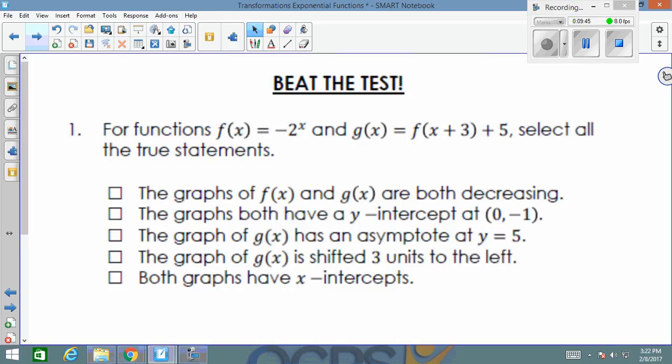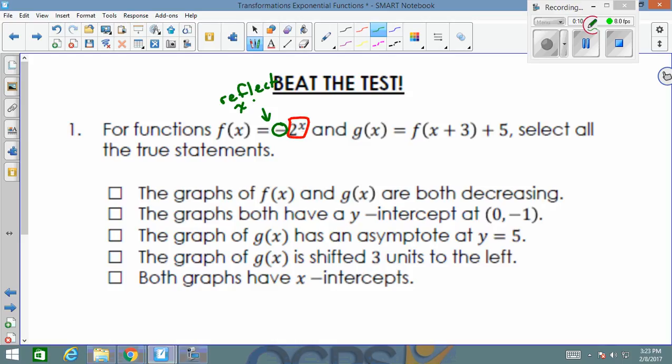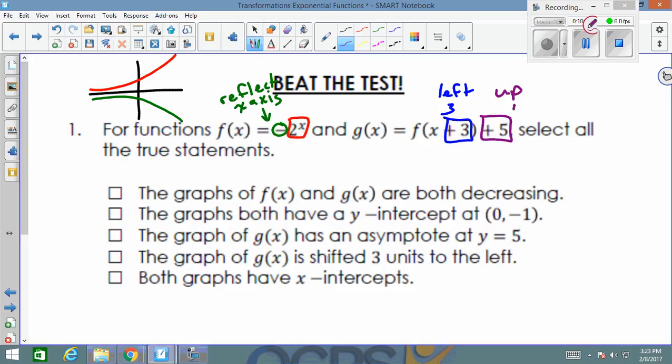Okay. For the functions, f of x equals negative 2 to the x, and g of x equals f of x plus 3, plus 5. Alright, so here's my original function. In the original function, I still have this transformation that will reflect it over the x-axis. So instead of looking like this, it will now look like this. Okay? This plus 3 tells me it's going to go left 3. And this plus 5 tells me it's going to go up 5.